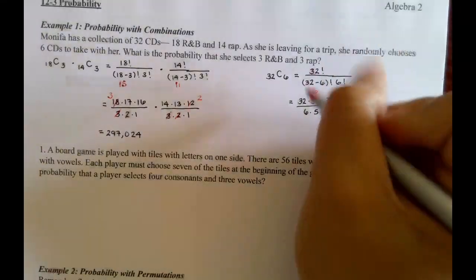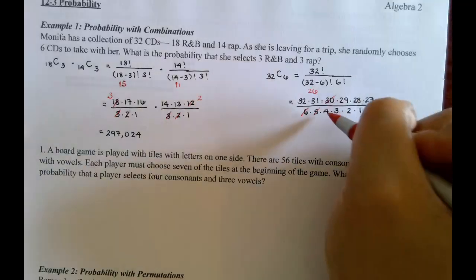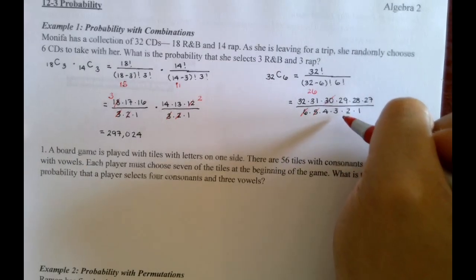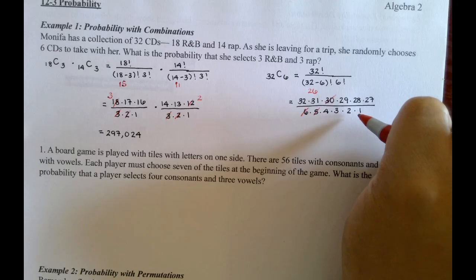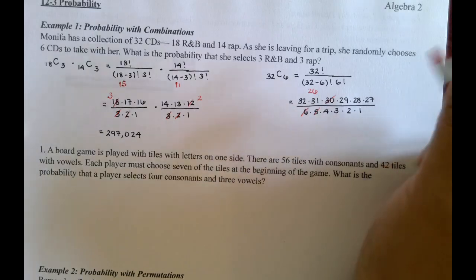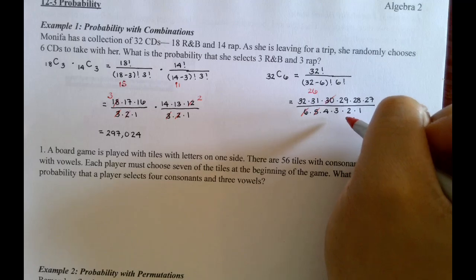Okay, so then let's simplify. 6 and 5 make 30, so that cancels with this. 4 times 3 is 12, times 2 is 24, so that doesn't quite work. So let's do 4 times 3.